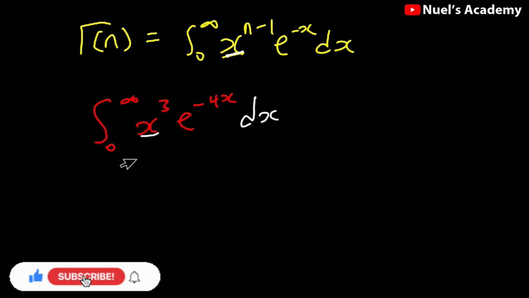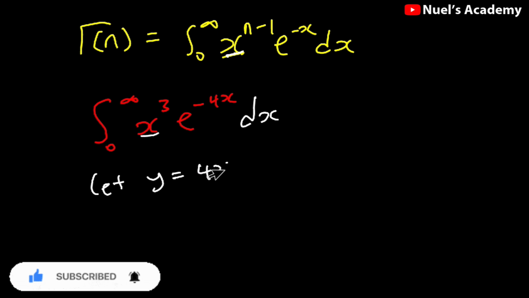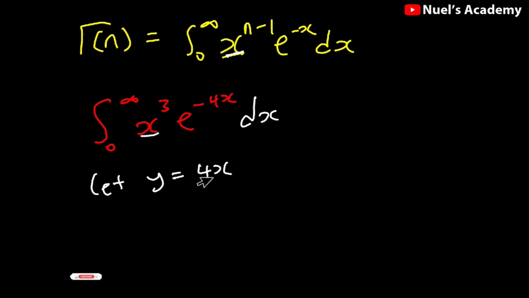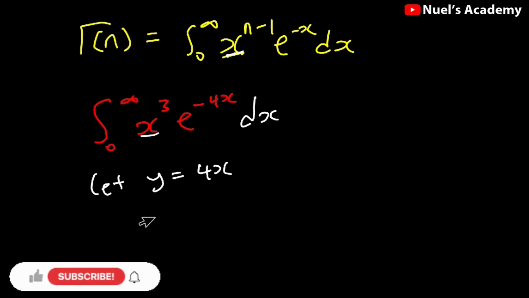Now we're going to do that by saying let y be equal to 4x. Right, so let's make x the subject of the formula. If we do it, we are going to have that x is equal to y divided by 4. Now because of this dx here, we are going to differentiate x with respect to y. So dx over dy is going to be equal to 1 over 4.